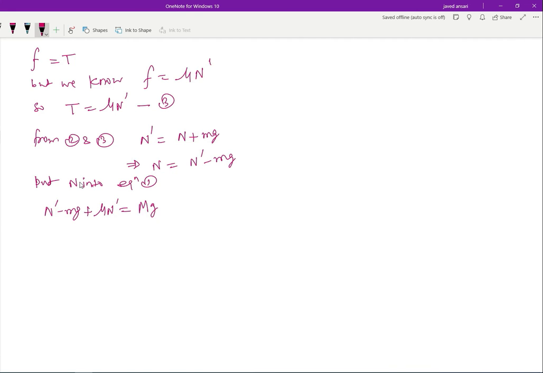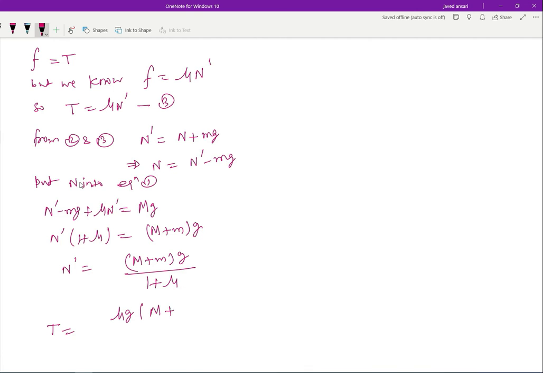Now let's try to find out the value of N dash. Let's take N dash common. 1 plus mu equal to, bring this mg this side, you will get M plus small m into g. So N dash you got is M plus m g divided by 1 plus mu. So you got the value of N dash, and then T you can find out. T will become mu times N dash, which is mu g (M plus m) by 1 plus mu.